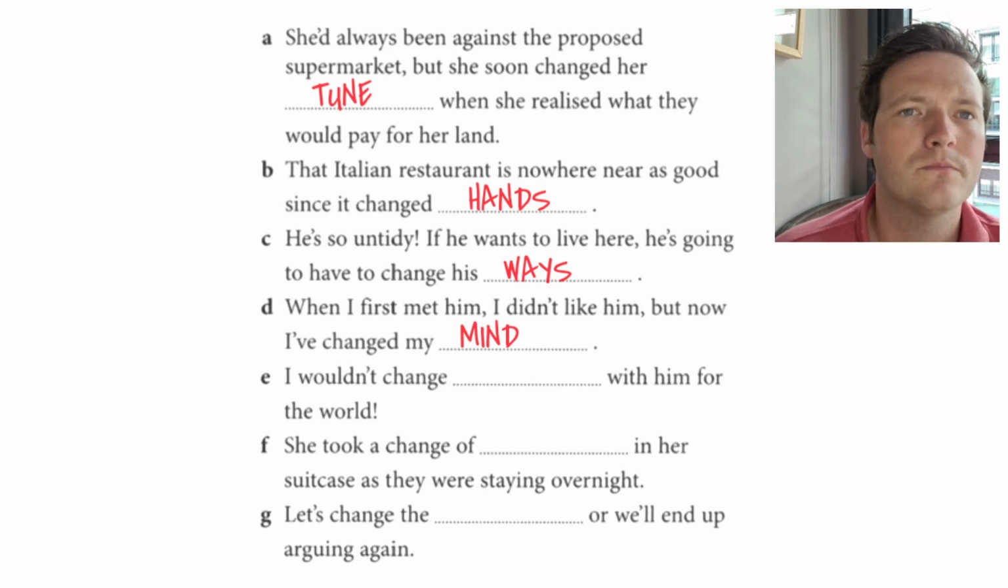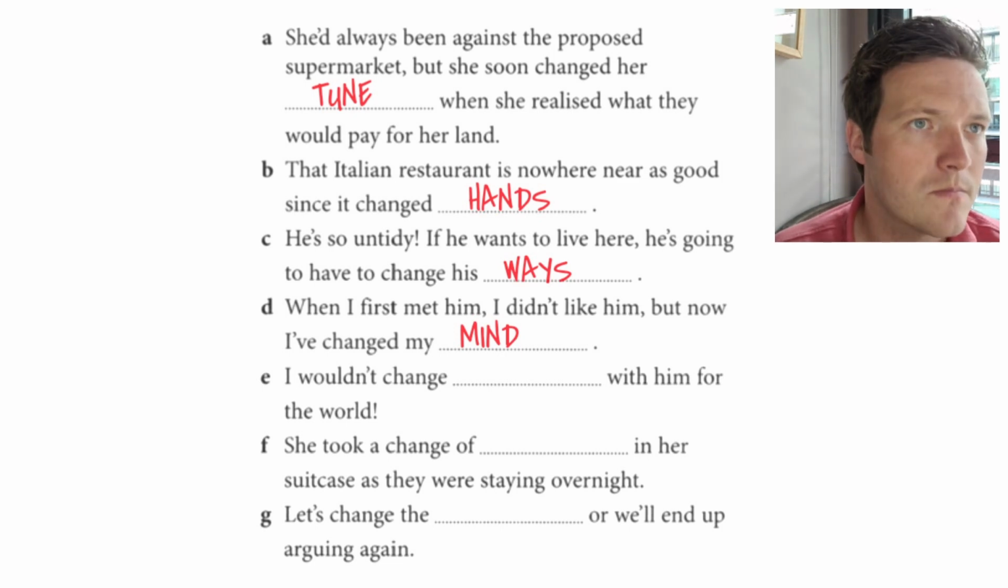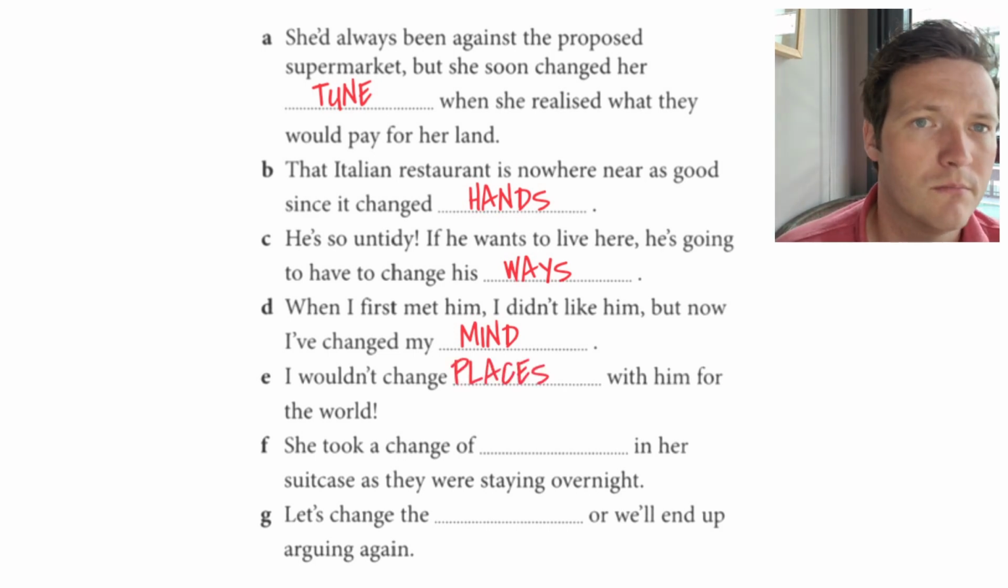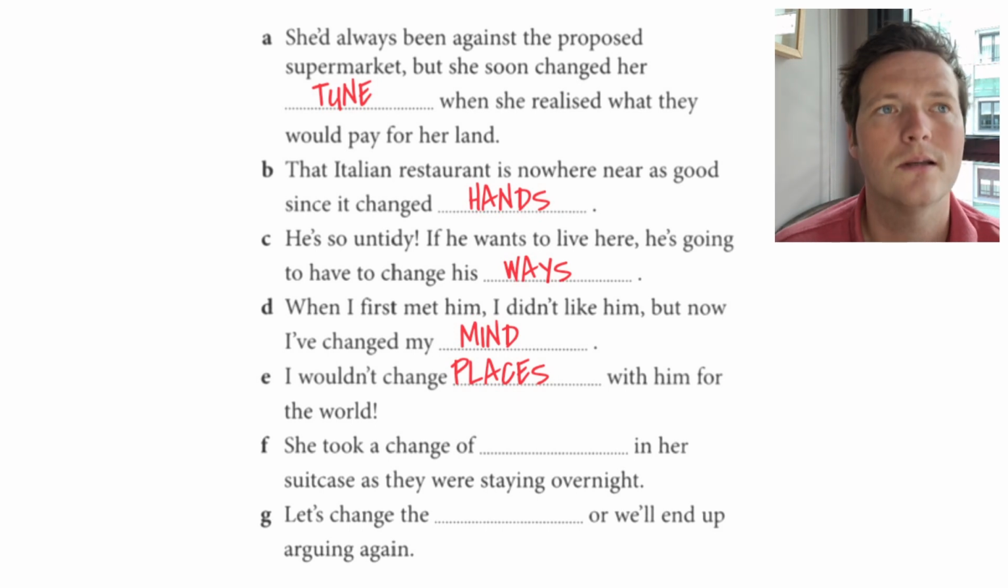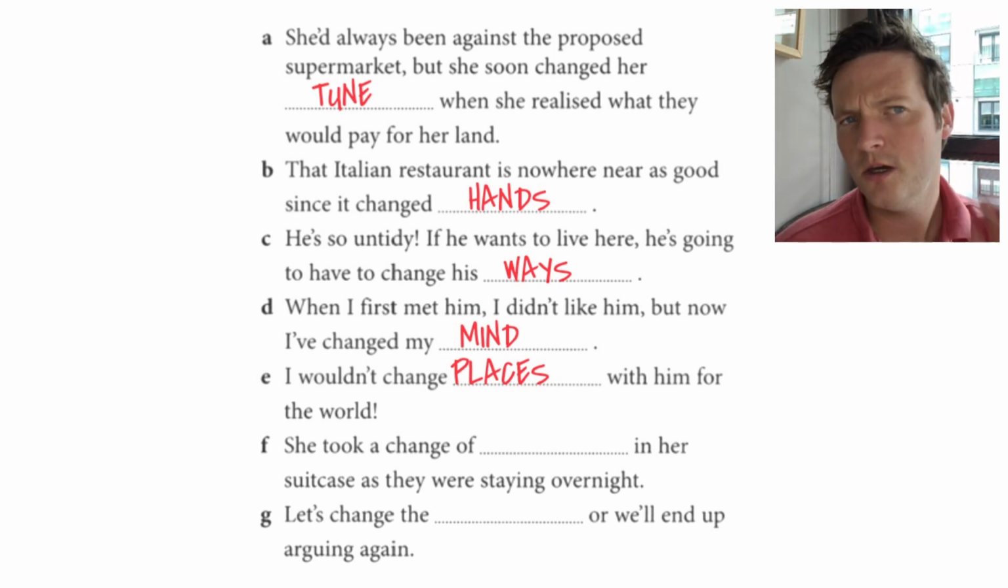Okay, E. I wouldn't change with him for the world. So I think the idea here is that I wouldn't like to be in his situation. So I wouldn't change places with him for the world. Maybe? No? Without context, it's a little bit difficult to be sure of the answers. I wouldn't change places, I think I would say.